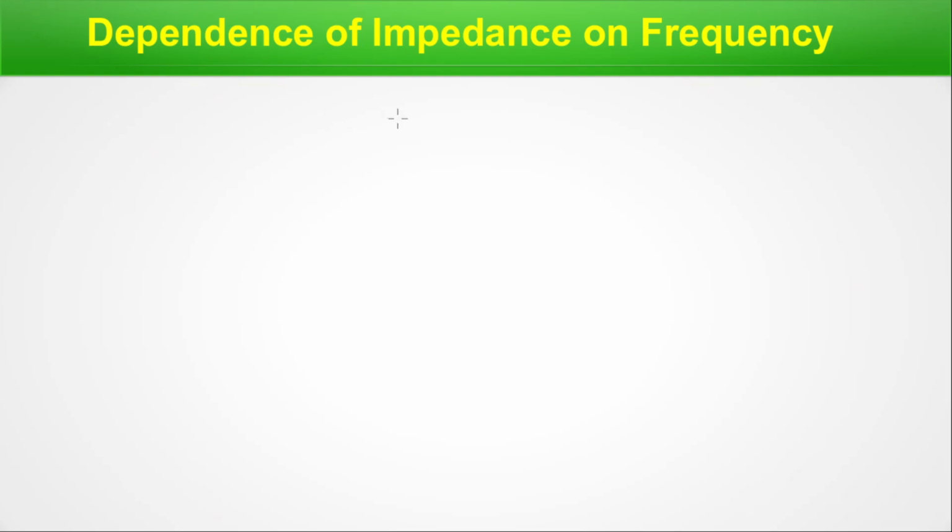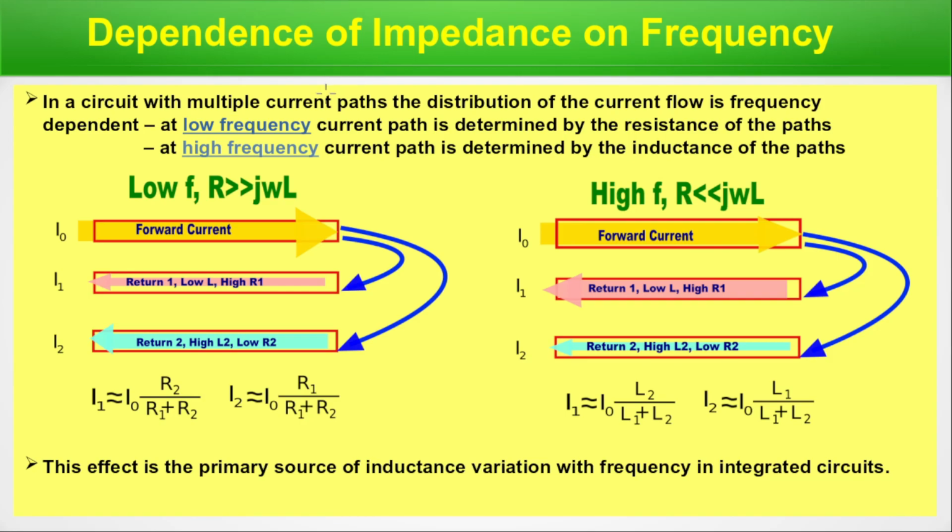Dependence of impedance on frequency. In a circuit with multiple current paths, the distribution of the current flow is frequency dependent. How? At low frequency, the current path is determined by the resistance of the path. At high frequency, the current path is determined by the inductance of the path.